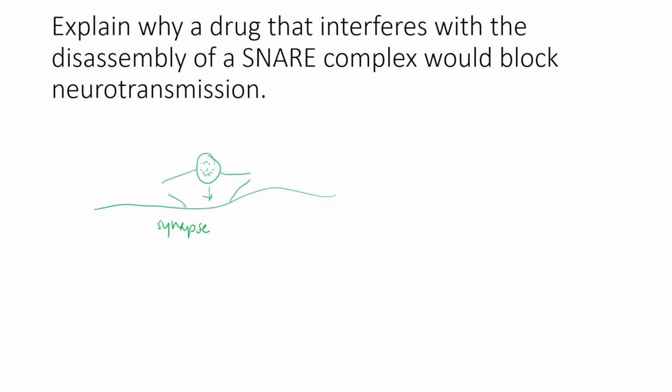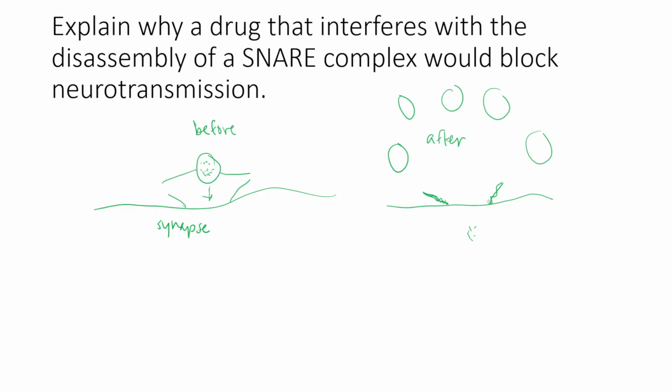And then we have a problem, right? If we block the disassembly of a SNARE complex, now we might have released some neurotransmitter, but the SNAREs are all kind of stuck here. So we have before, we have after. Not the most beautiful picture, but you get the idea, right? Now we have all these SNAREs that are tangled together and tied up. And there are still going to be more vesicles that need to get released. Just one vesicle is not going to help you.